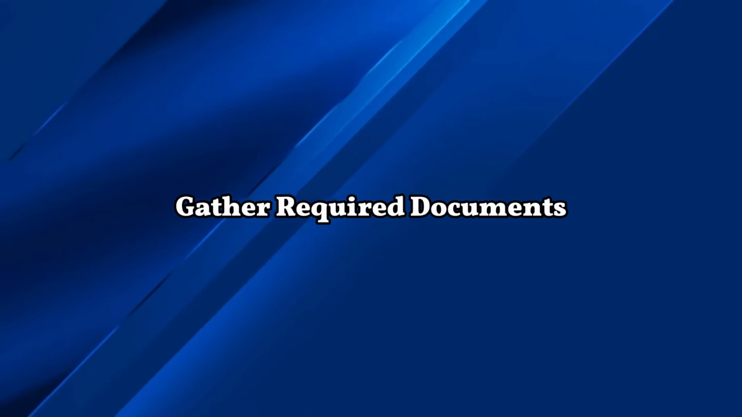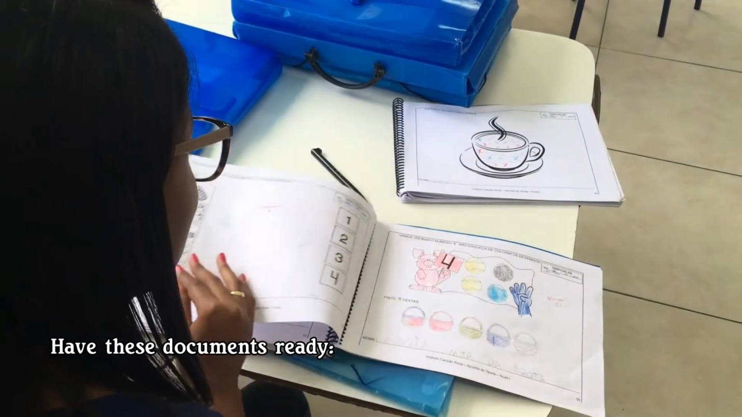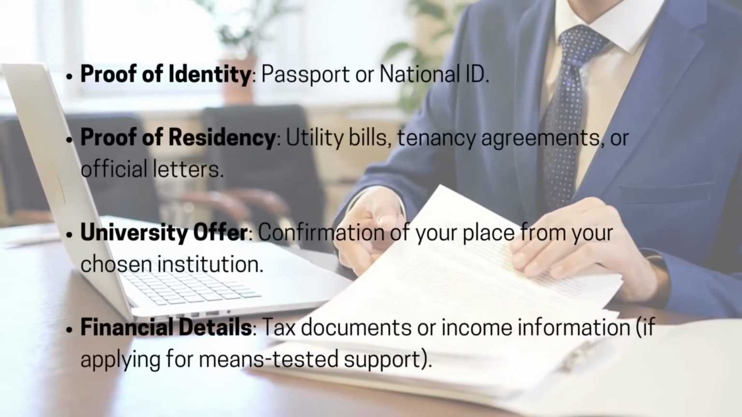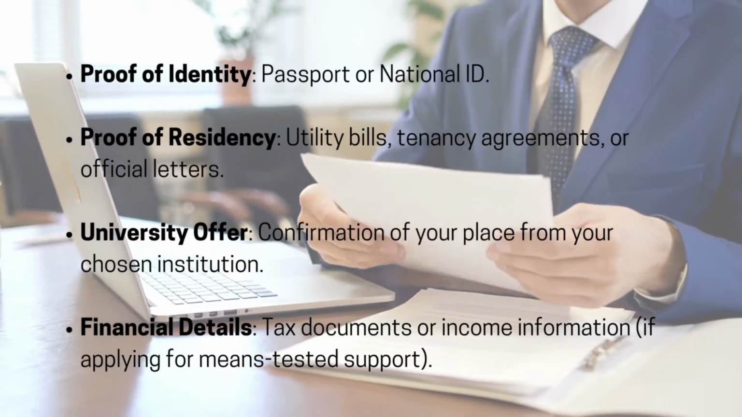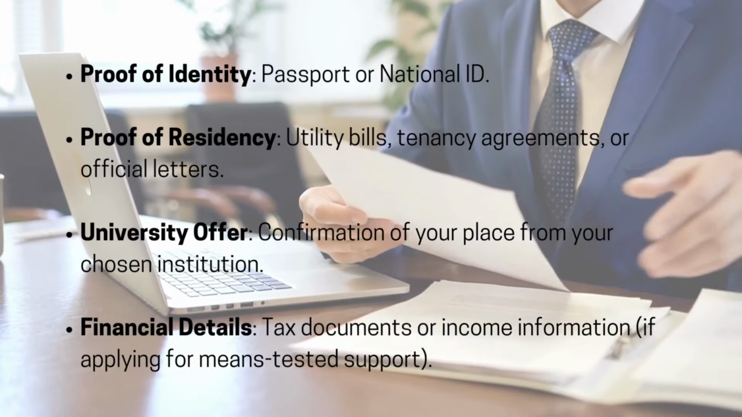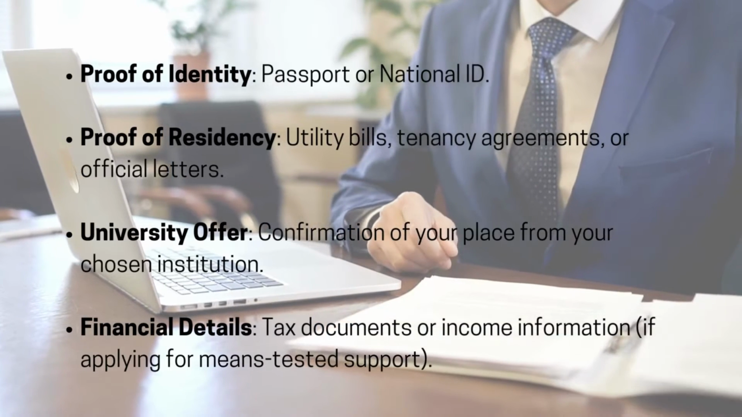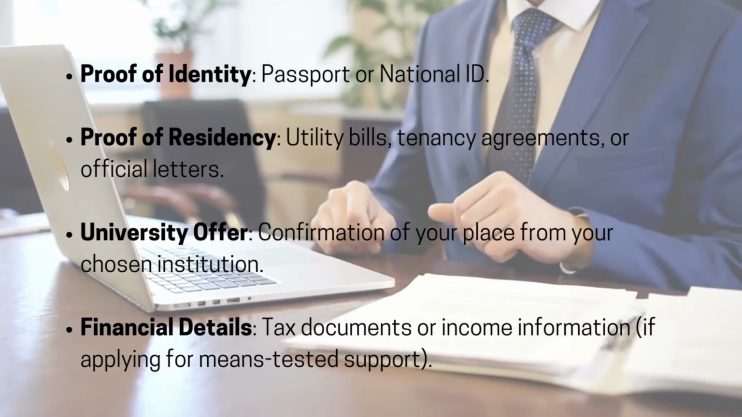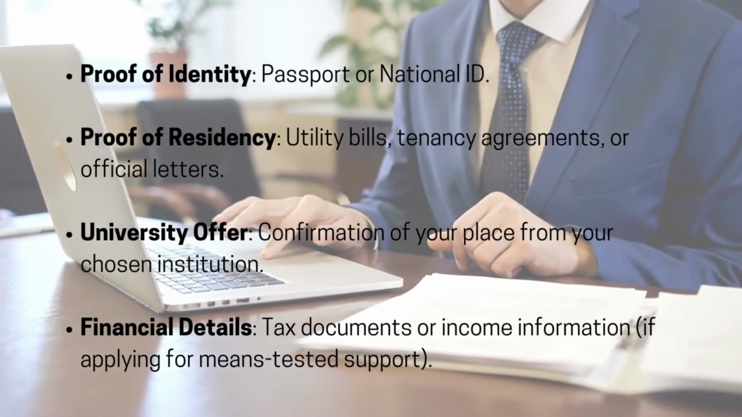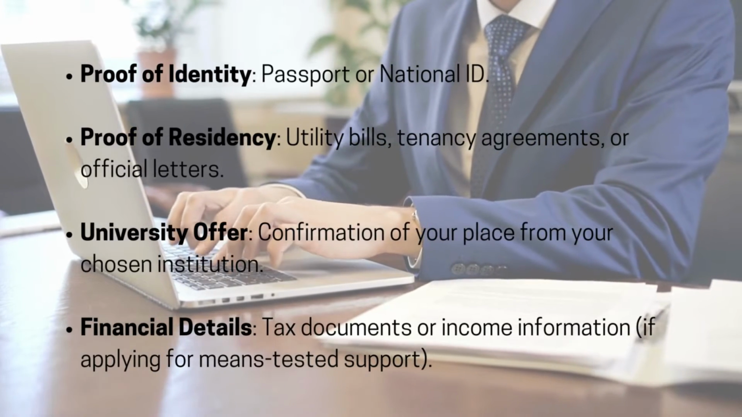Step 3. Gather required documents. Have these documents ready. Proof of identity: passport or national ID. Proof of residency: utility bills, tenancy agreements or official letters. University offer: confirmation of your place from your chosen institution. Financial details: tax documents or income information if applying for means-tested support.